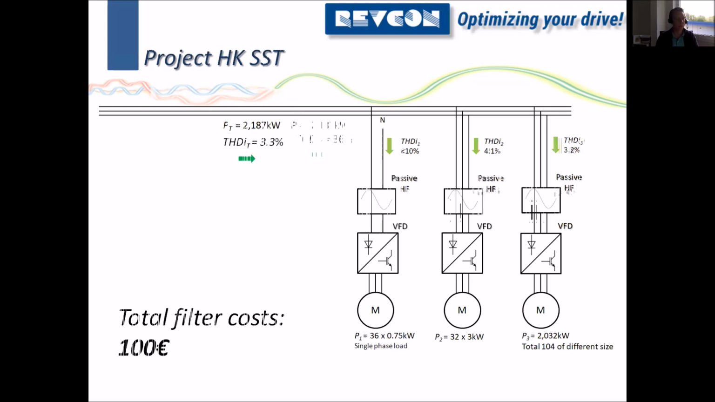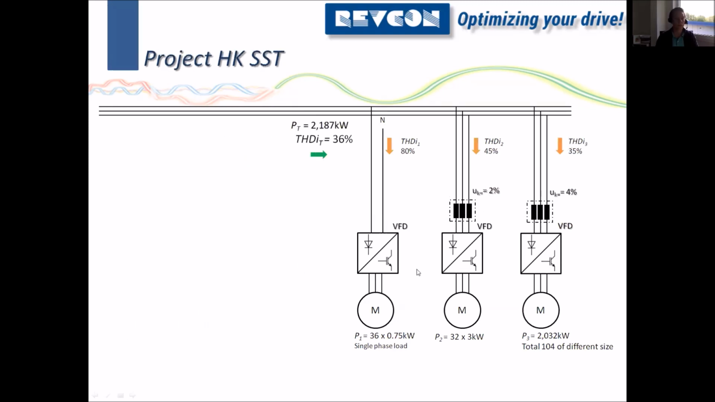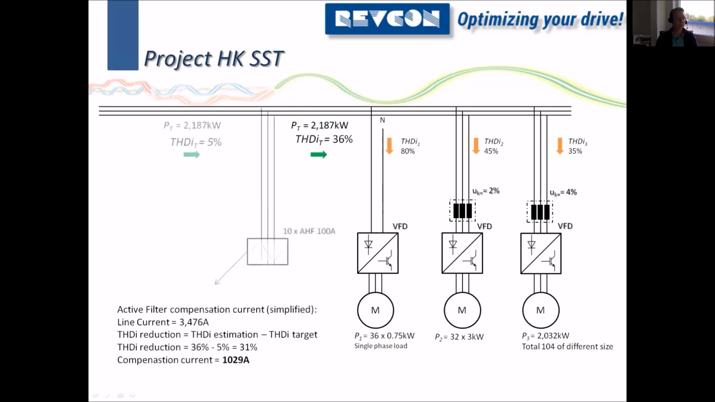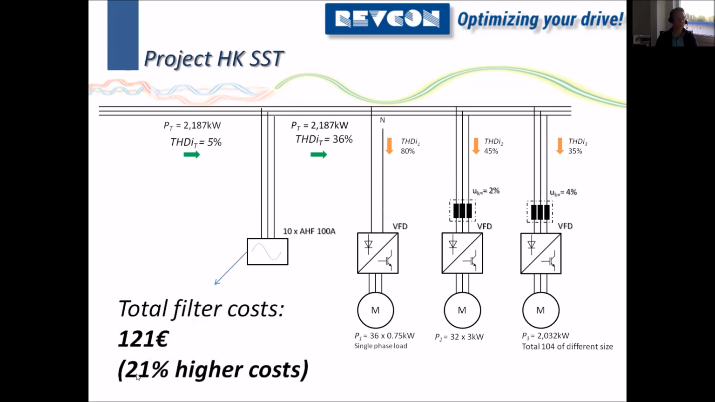And we gave them two different options. The first one was active filtering for everything. We made the same calculation of the THDI. We got the result of 36%. And to reduce this down to 5%, we need to add 10 active harmonic filters, which results in 21% higher cost compared to the passive solution.